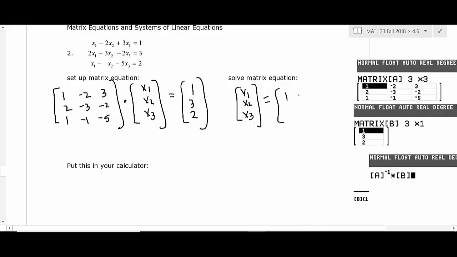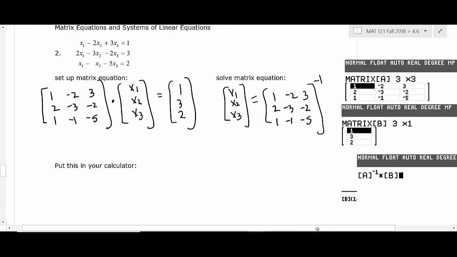So you just write that as 1, negative 2, 3, 2, negative 3, negative 2, 1, negative 1, negative 5, inverse, like that. And then what you do on that is just multiply that by the other matrix, 1, 3, 2, like that. Okay, so that's what I want you to be able to do. That's all that you have to write on your paper.